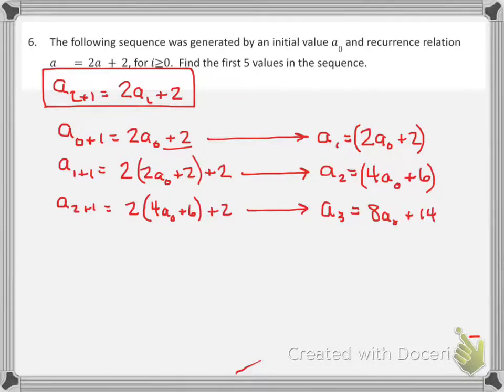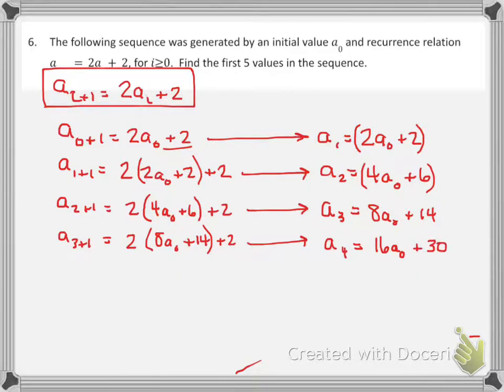Fourth round, a sub 3 plus 1 is equal to 2 times my result from last round, which was 8a sub 0 plus 14. Don't forget to add the 2. Further simplify, a sub 3 plus 1 is a sub 4 is equal to 2 times 8 is 16a sub 0 plus 2 times 14 is 28 plus another 2 is 30. So there's my result after round 4.